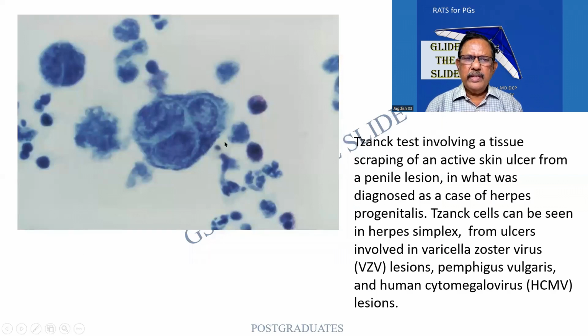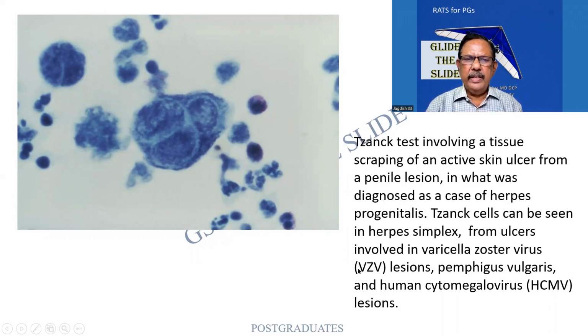So this is the Tzanck smear, and it has been made in a case of a herpes zoster patient. Now look, these are probably the neutrophils, and you can compare the size of it. So it is from an active skin lesion or sometimes in the genitalia, wherein you find the Tzanck cells in herpes simplex ulcers, etc. and the lesions that I had mentioned earlier.